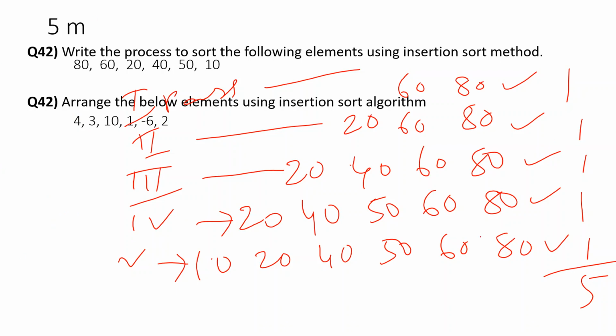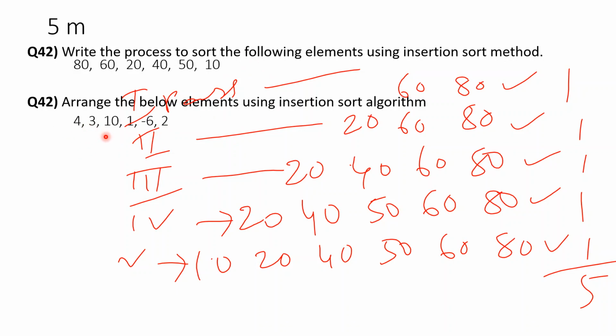The second question is: arrange the below elements using insertion sort algorithm. As you can see here, 4, 3, 10, 1, minus 6, and 2. So using the insertion sort algorithm, you have to practice this. Like I just did, you should start from 3. So in the first step, 3 and 4.